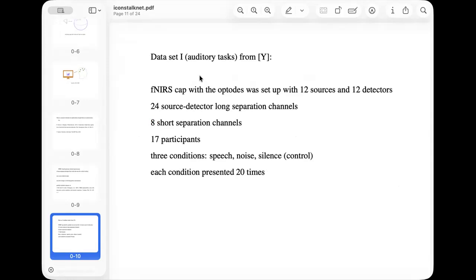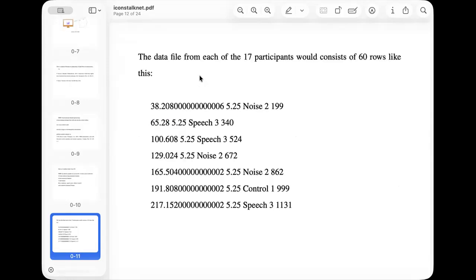The experiment was set up with 3 conditions: speech, noise, and silence, or control. Each condition was presented 20 times. The data file from each of the 17 participants would consist of 60 rows like this.